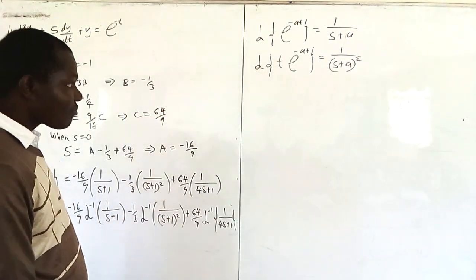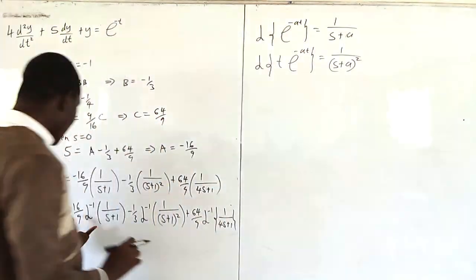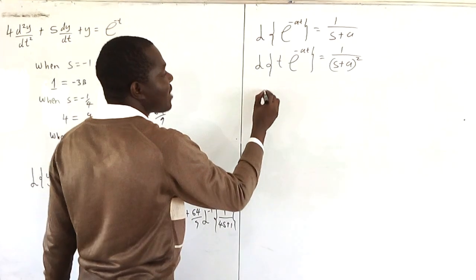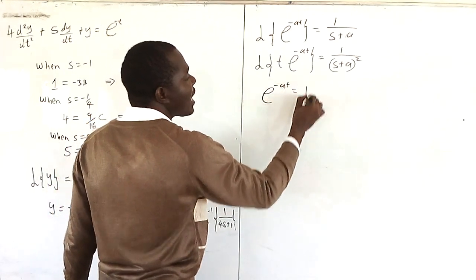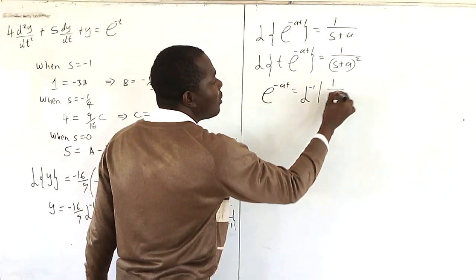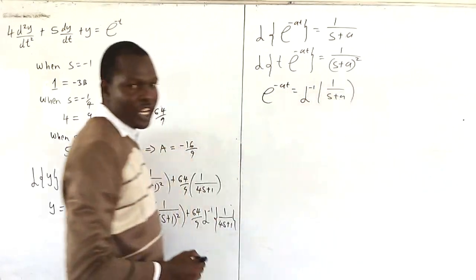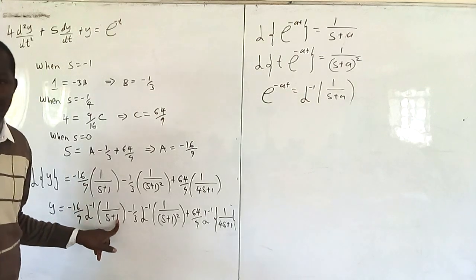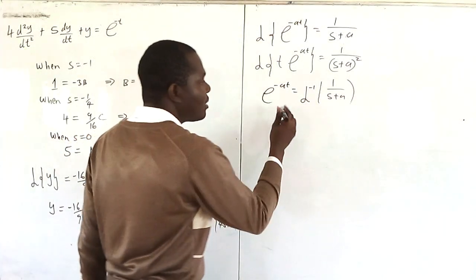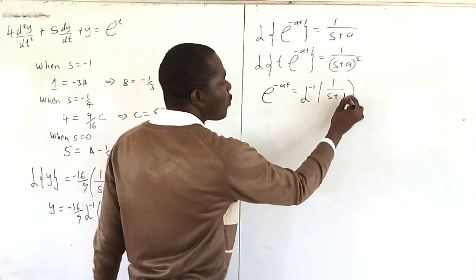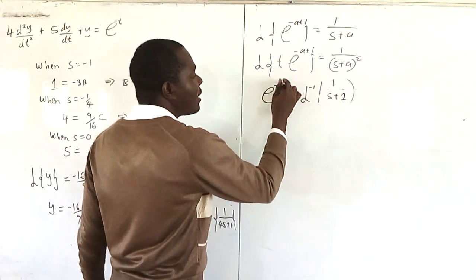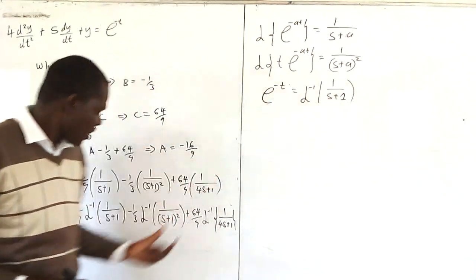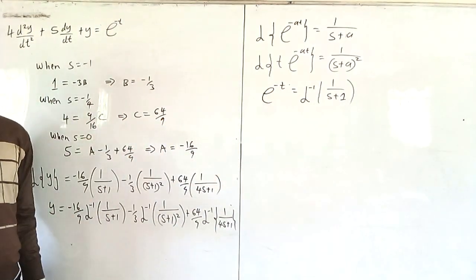So start with the first one here. When you take Laplace the other side, you remain with exponential negative at as the Laplace inverse of 1 over s plus a. So if you have 1 over s plus 1, a is 1. Where there is a, you put 1. So the Laplace inverse of 1 over s plus 1 is exponential negative t.